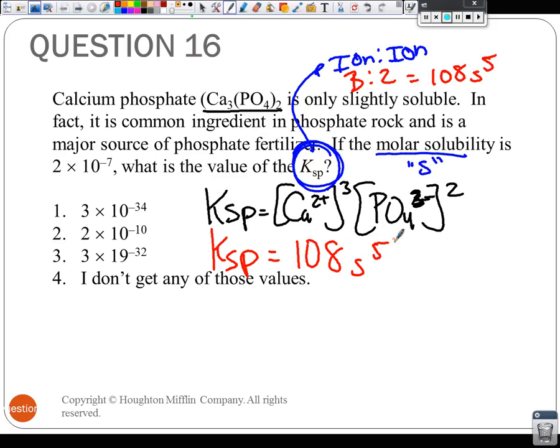So what do we do? Take this number and plug it in. How easy is that? That's it. You're done. Super simple. It's easy, right? Raise it to the 5th and then multiply it times 108. And the answer is choice 3.